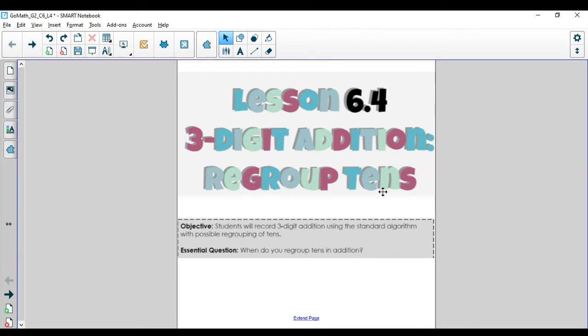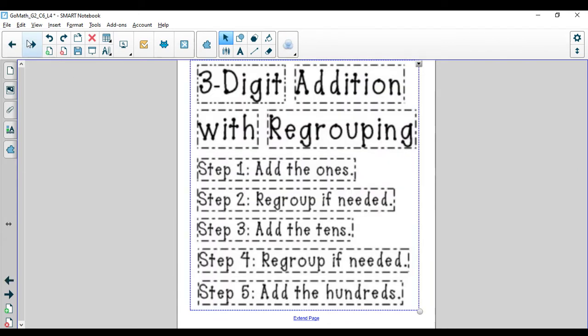If you said when the sum of the digits in a column equals more than 9, so 10 or more, then you were correct. Today, we will record three-digit addition using our regular number sentences with possible regrouping of tens. When do we regroup in the tens when we're adding? That is our essential question today that we will be focusing on.